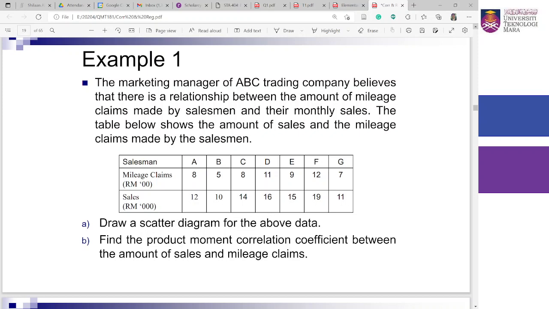Okay, the intuition is like this. You can see that normally when you spend more time traveling, when your mileage is larger, then your sales should also be larger. So it should be a direct relationship between the mileage claim and the sales amount. Okay, so maknanya kalau kita lebih banyak bergerak, sepatutnya kita dapat lebih banyak sales lah, daripada kita duduk setempat je kan, tak buat apa-apa, tak dapat apalah. Okay, so that is the situation.